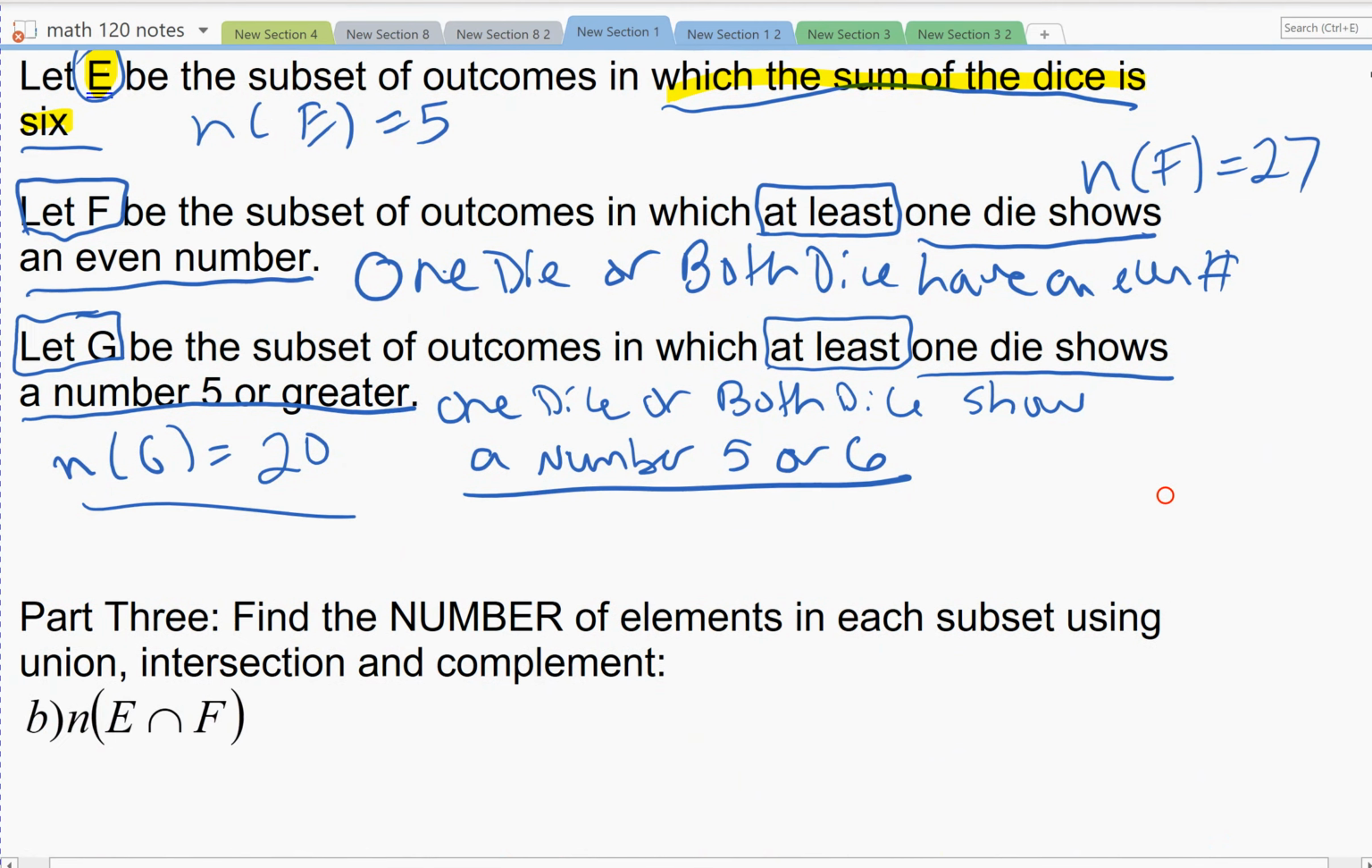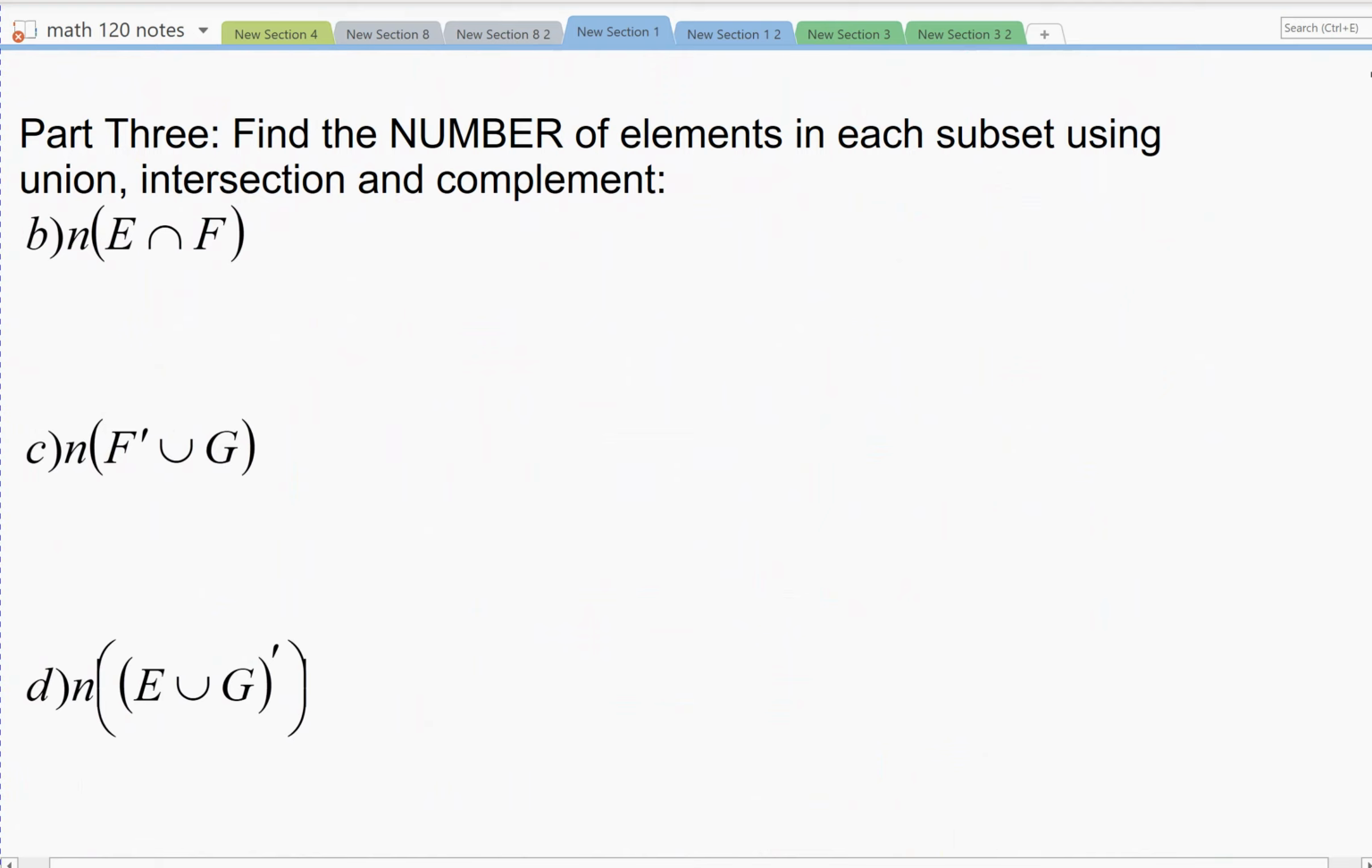Alright, the last part. This is combining counting subsets with our union, intersection, and complement rules. It's kind of combining everything that we've learned so far with rolling dice along with our union, intersection, and complement rule. Alright, we still want to count. We want to find the number of elements in these where I've grouped my sets together either using the words and, or, not.